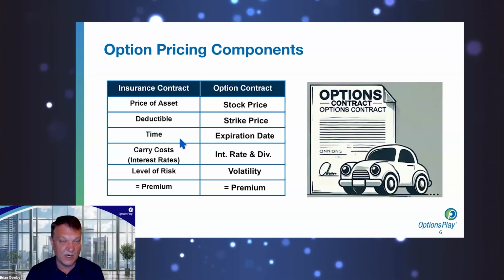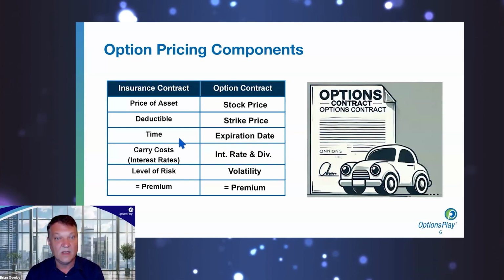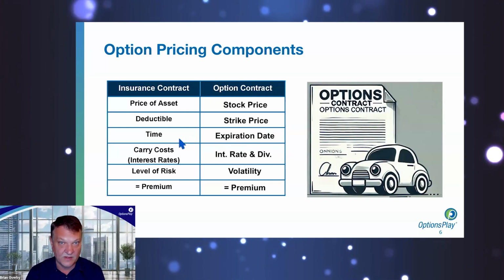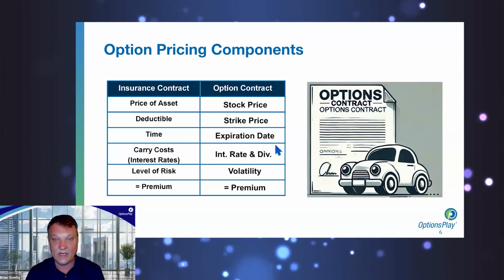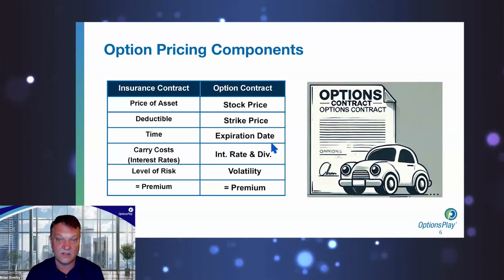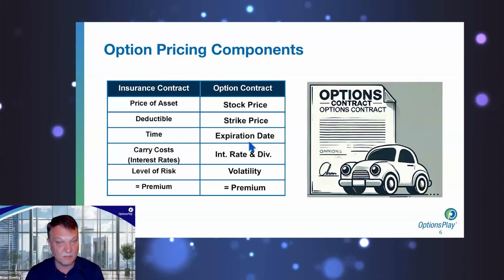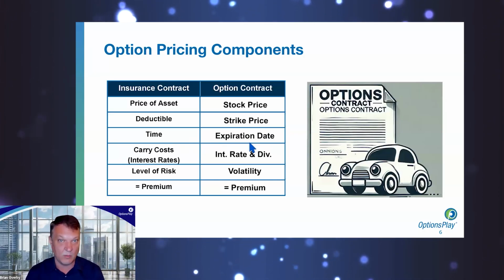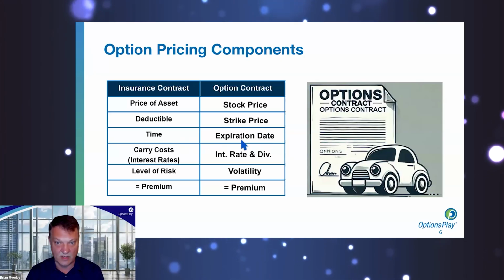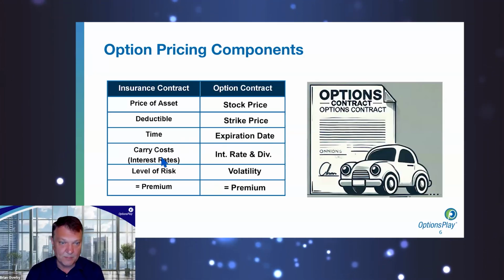Now, time is money, as Mama always said, time is money. A 6-month policy is going to cost you less than a 1-year policy on your car insurance. There's a plethora of different expirations in this day and age on option contracts. But bottom line is, time costs money. The further you go out, the more and more expensive your option contract is going to be. And then next up, we have carry costs.